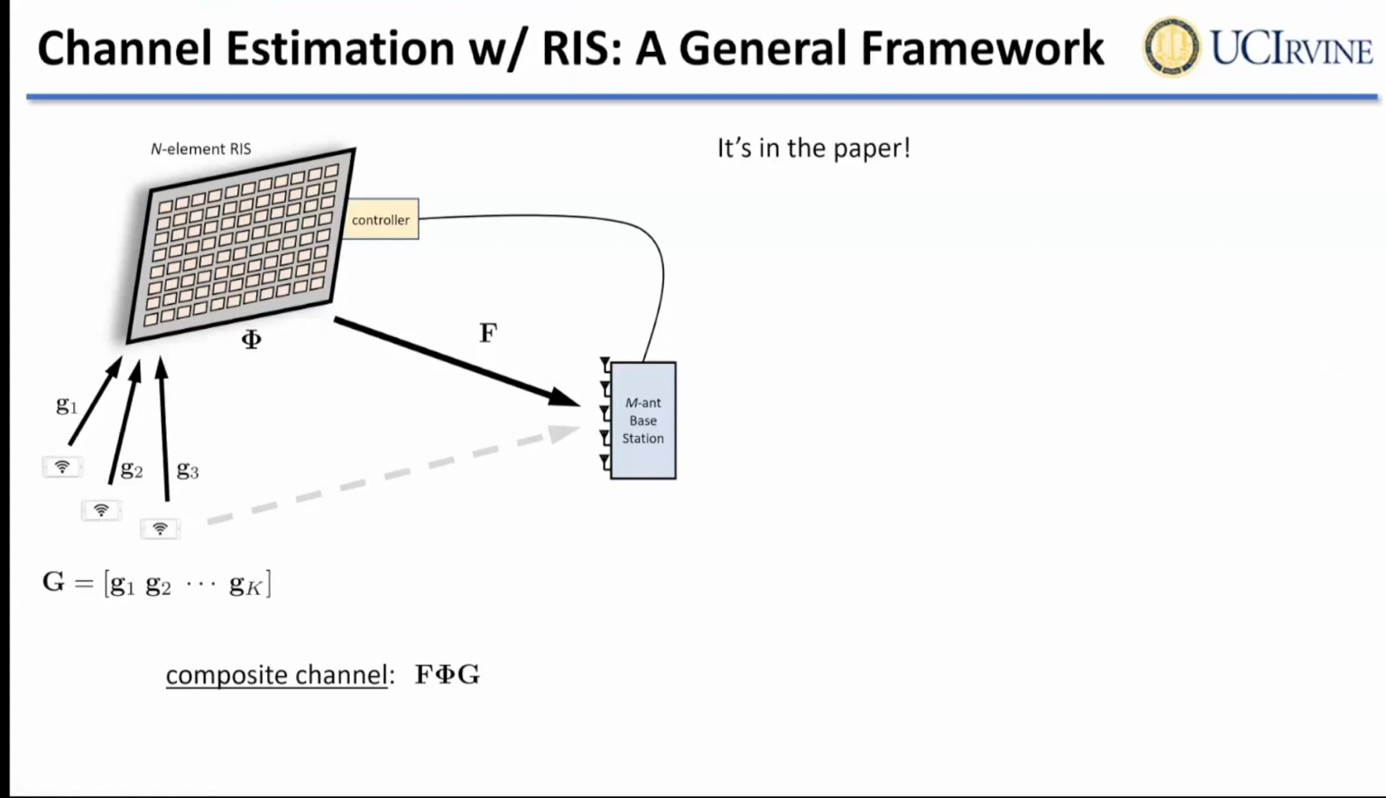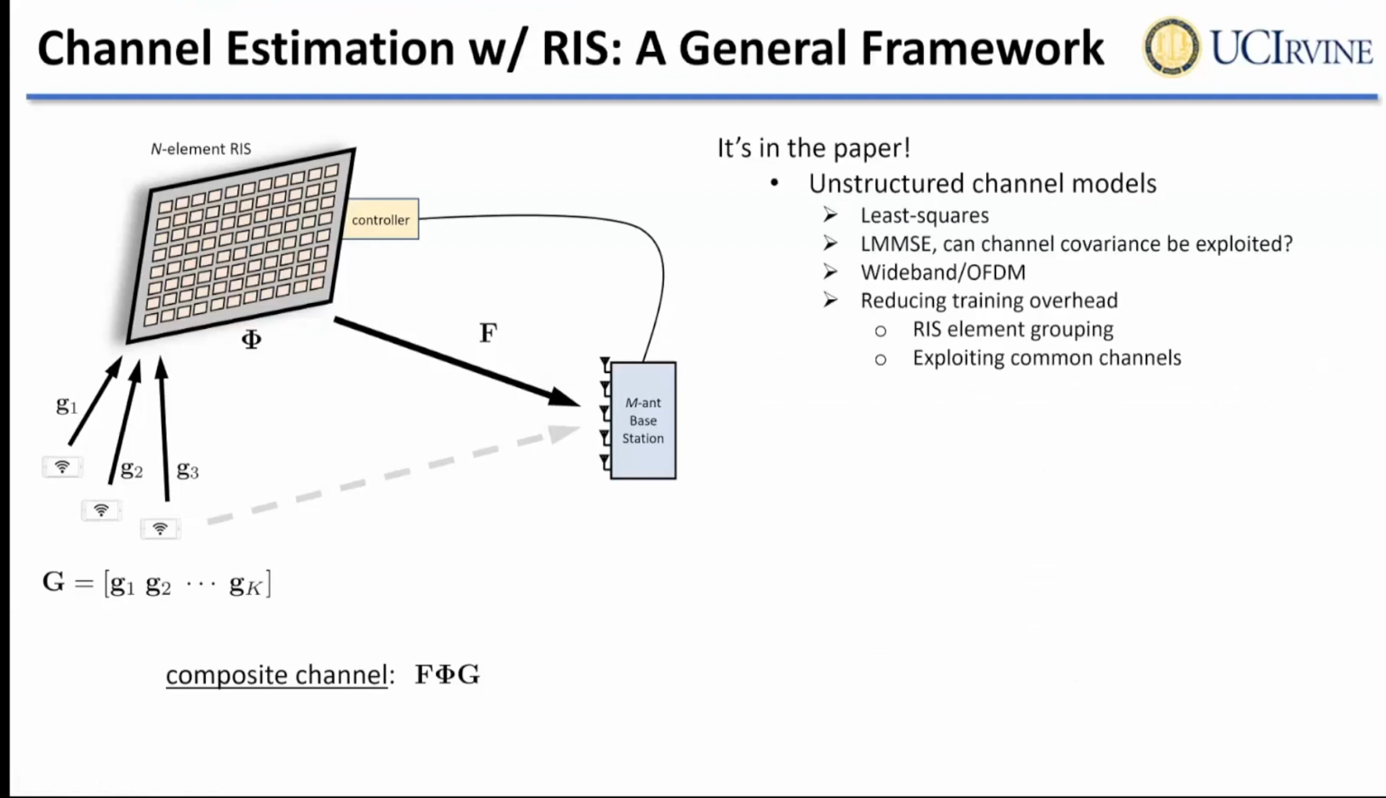We talk about solving this problem in a number of ways, and we try to do it in a systematic way in the paper. We first discuss what we call unstructured channel models. These would be channel models where we don't have any information about the propagation environment other than it has some kind of rich scattering.